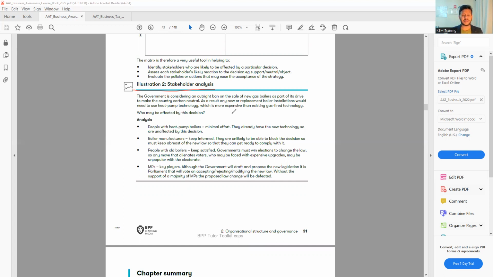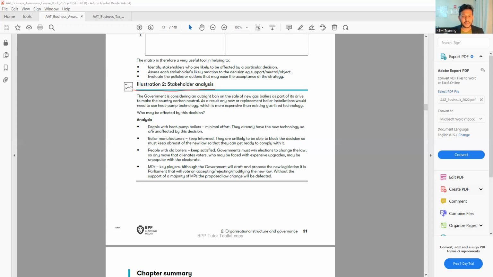So if the government said that from now you'll not be able to use the normal boiler anymore because it is not carbon dioxide friendly, they can take a decision on this, COP 2016, and so on. They have so much to do with climate change, so they can take a decision. So who will be affected because of that decision?